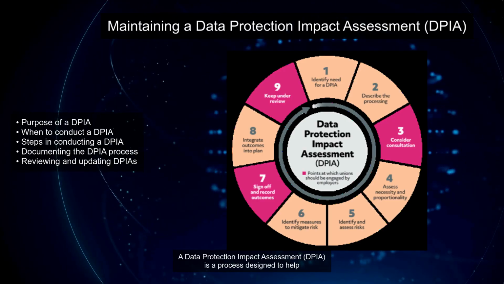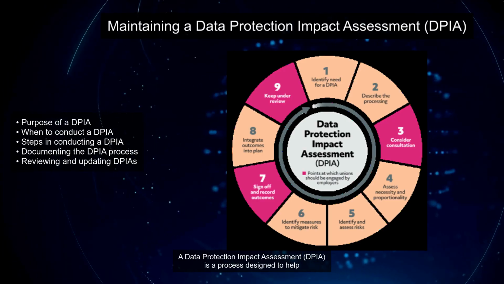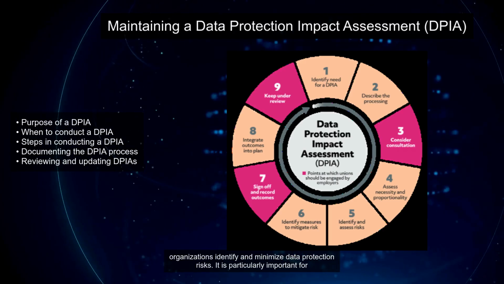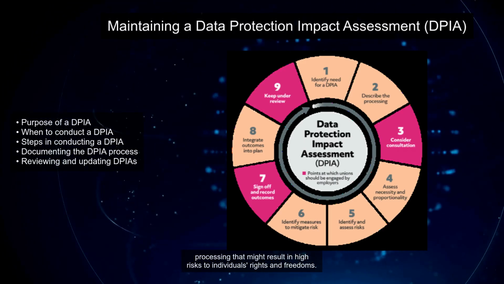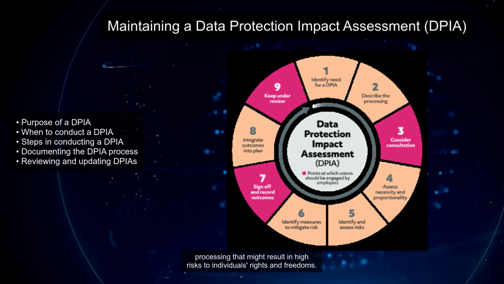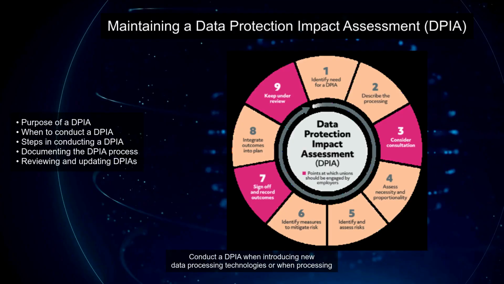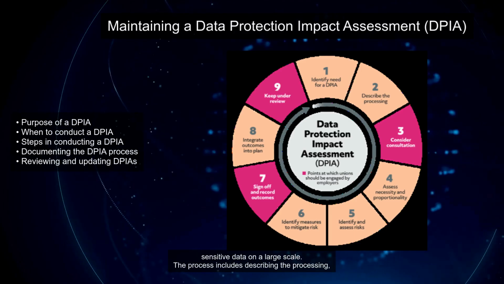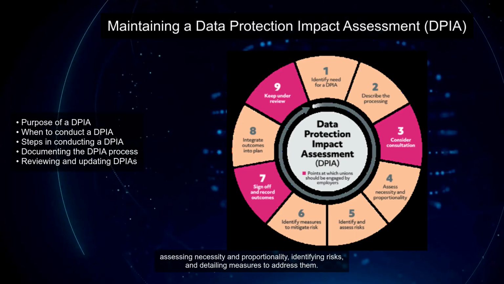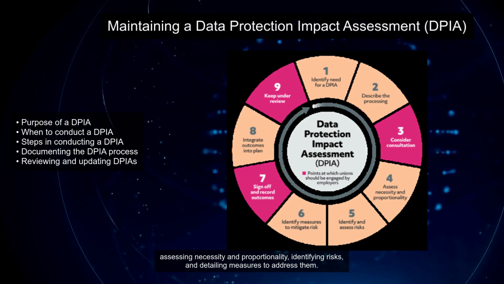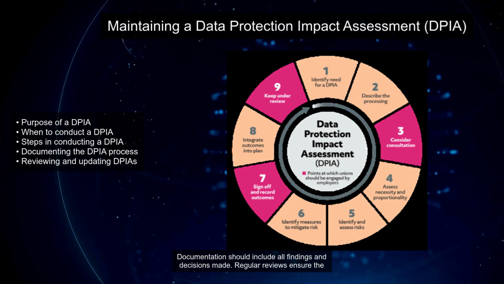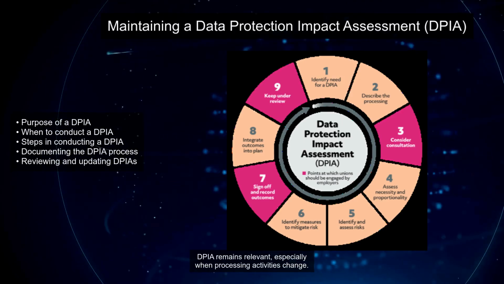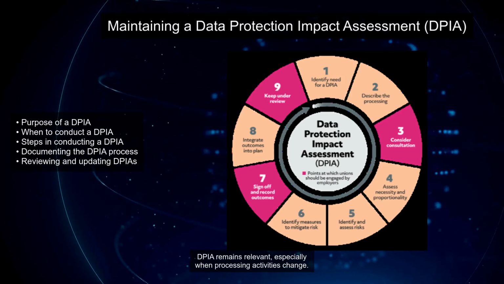A Data Protection Impact Assessment, DPIA, is a process designed to help organizations identify and minimize data protection risks. It is particularly important for processing that might result in high risks to individuals' rights and freedoms. Conduct a PIA when introducing new data processing technologies or when processing sensitive data on a large scale. The process includes describing the processing, assessing necessity and proportionality, identifying risks, and detailing measures to address them. Documentation should include all findings and decisions made. Regular reviews ensure that the PIA remains relevant, especially when processing activities change.